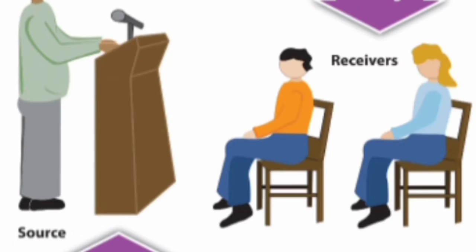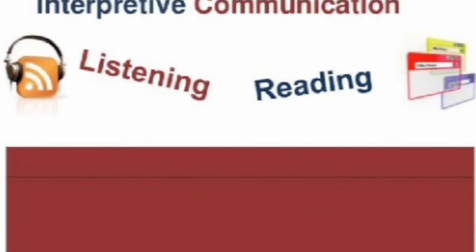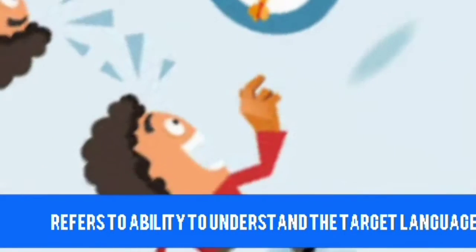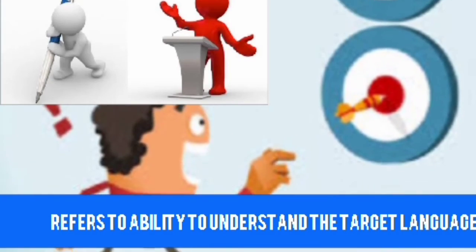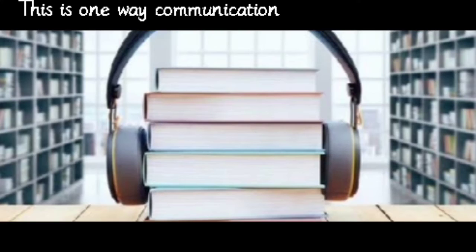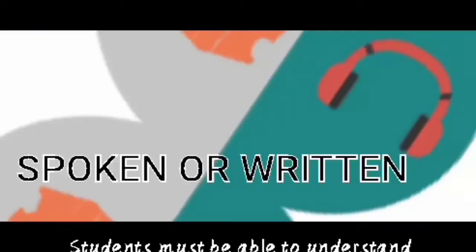exchanging personal letters. The second mode of communication is interpretive communication: reading or listening. The interpretive mode refers to the ability to understand the target language in both written and spoken form. Students may not be able to understand every word but are expected to understand main ideas and keywords. This is one-way communication, so students must be able to understand the spoken or written text on their own.